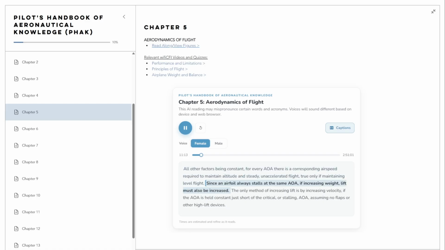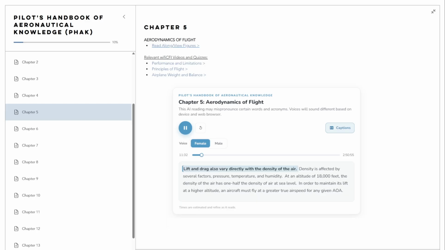Since an airfoil always stalls at the same AOA, if increasing weight, lift must also be increased. The only method of increasing lift is by increasing velocity, if the AOA is held constant just short of the critical, or stalling, AOA, assuming no flaps or other high lift devices.